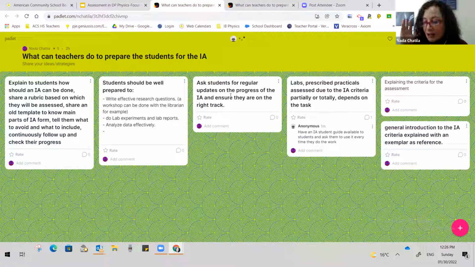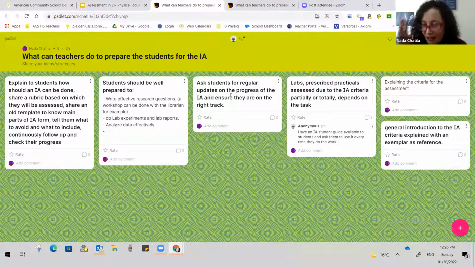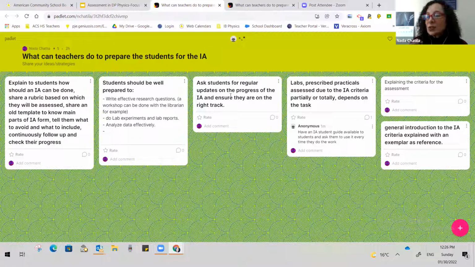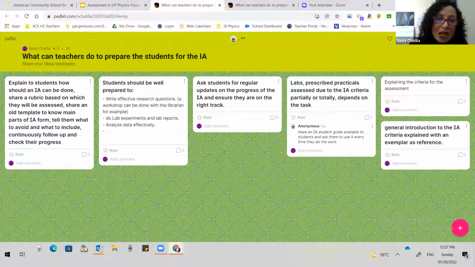The IB highly recommends that the students are supervised all the time when they are doing the criteria. Have check-in meetings with them to see where they are. It's very important to catch any methodological issues with the students from the very beginning. The students should be well prepared to write effective research questions, do lab experiments, write lab reports, and analyze data effectively. And yes, we have 2 years to prepare them for that.